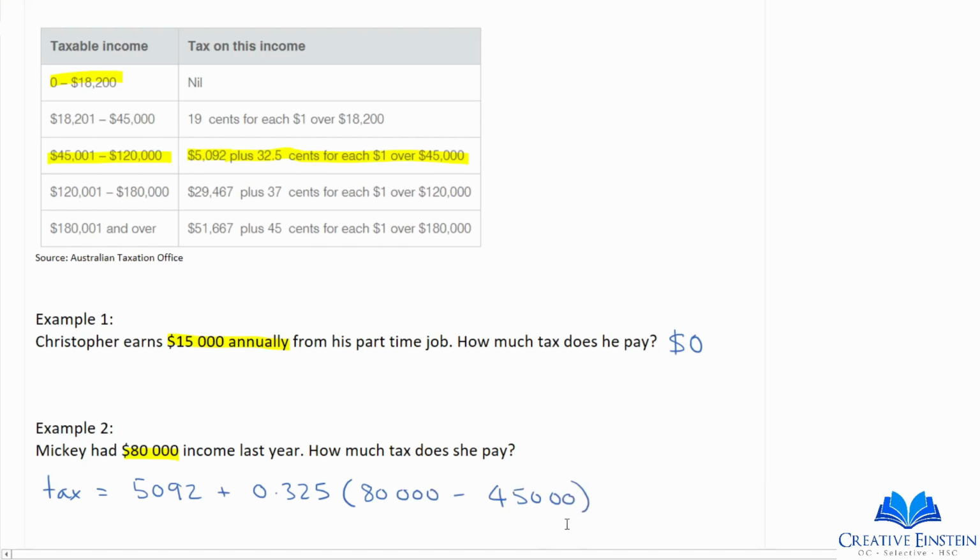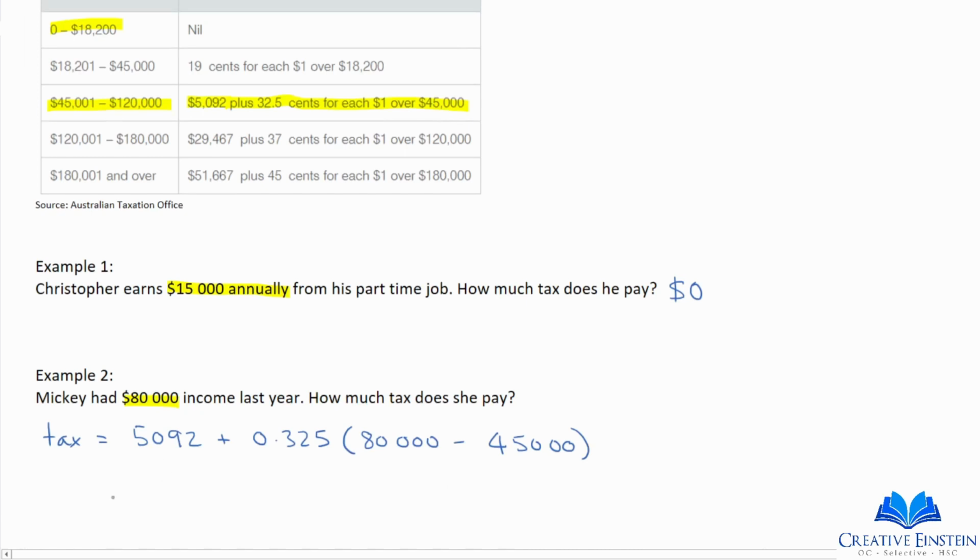Just going to move this a little bit down so I can keep writing. 5,092 plus 0.325 times $35,000. This is the part where you take your calculators out, plug the numbers in, and your answer would be $16,467.